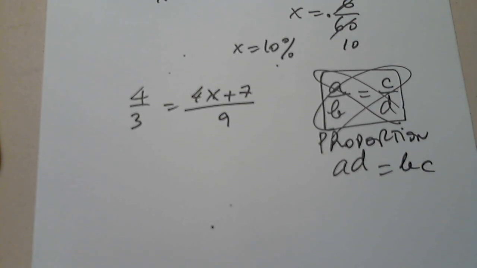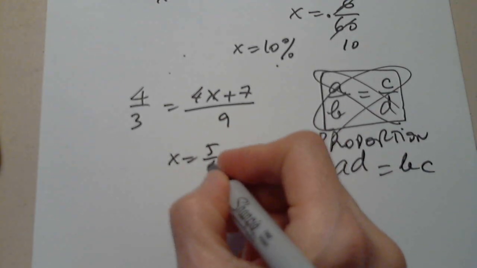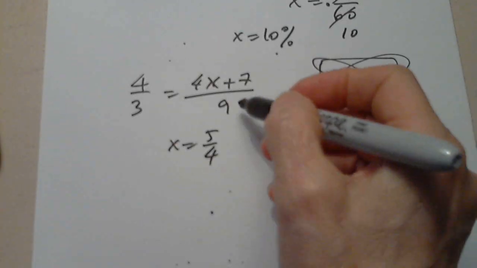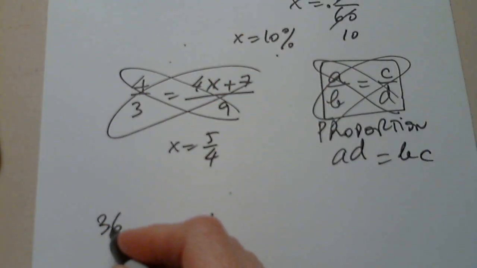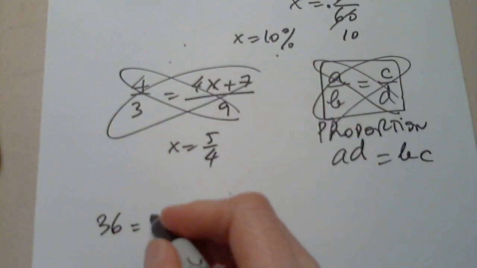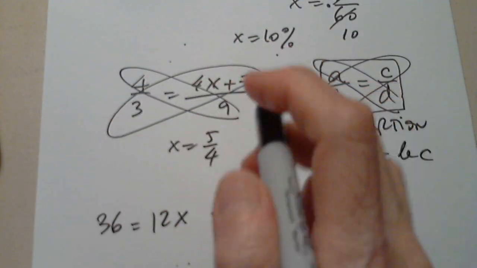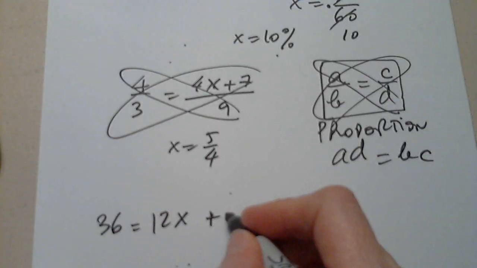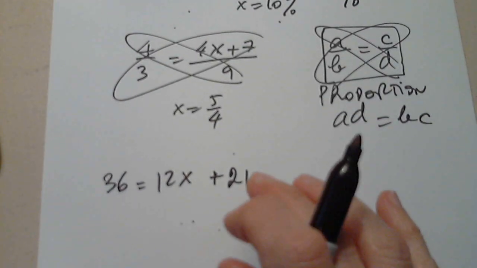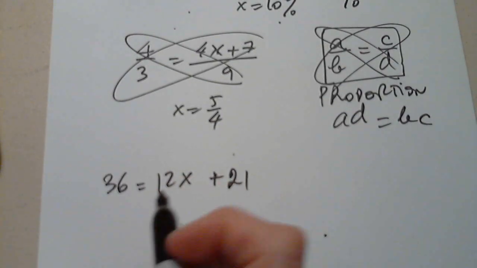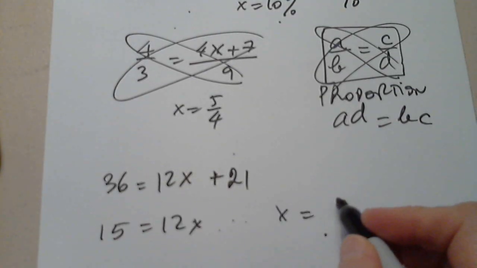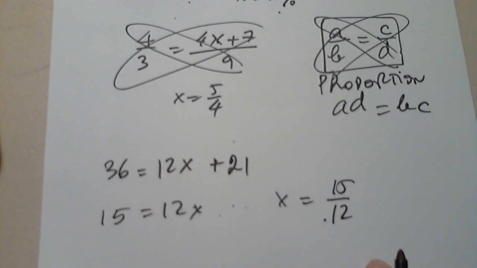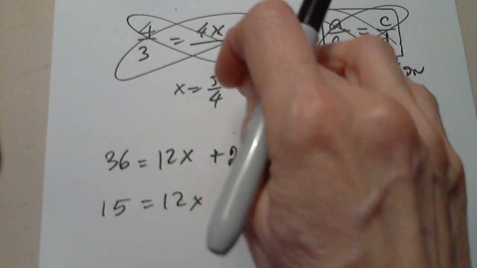5/4. Very good. I don't know the answer. Good. Let's check. So 4 times 9, 36, equals 3 times 4, 12x. 3 times 7, it was 7, right? 21. Good. I move 21 to the other side, and I get 15 equals 12x. So x equals 15 divided by 12. Of course, I'll simplify by 3, and I get 5/4.